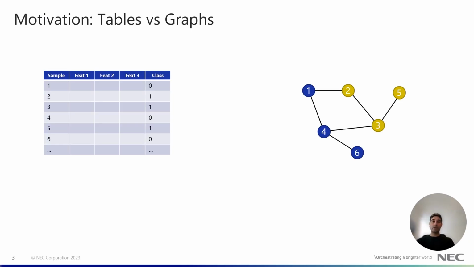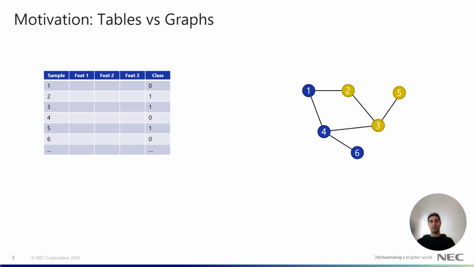In machine learning, we are typically interested in classifying samples. In the simplest case, a sample can be just a set of features and it can have a class attached. In this example on the left, you can see that we have 6 samples and each sample will have either class 0 or class 1. In contrast, in graphs, we have typically a set of entities, here from 1 to 6, and these entities are interconnected depending on some structural relationship.